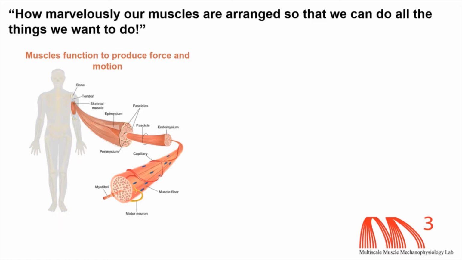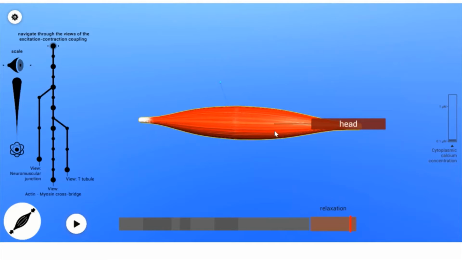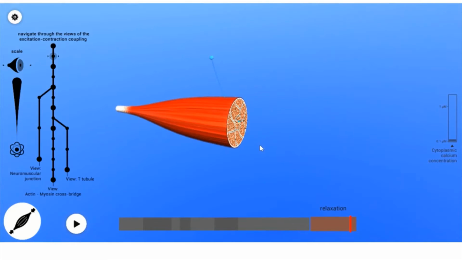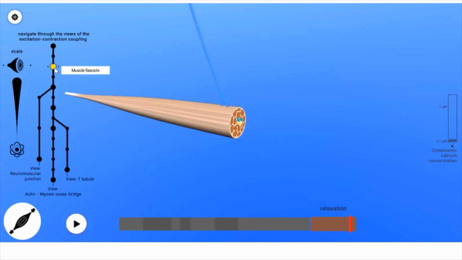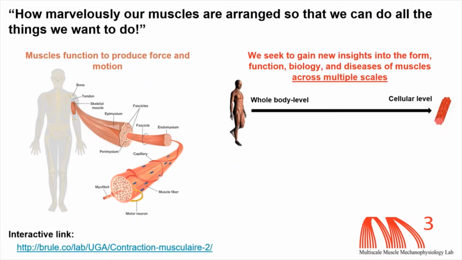And we can look at muscles throughout the body to see how differences in the way that they're arranged affect their ability. And if you click on this interactive link, you can look at this 3D simulation that allows you to zoom in and out in muscle, all the way from the muscle fiber level down to the protein level, to look at how muscle really works and creates forces.